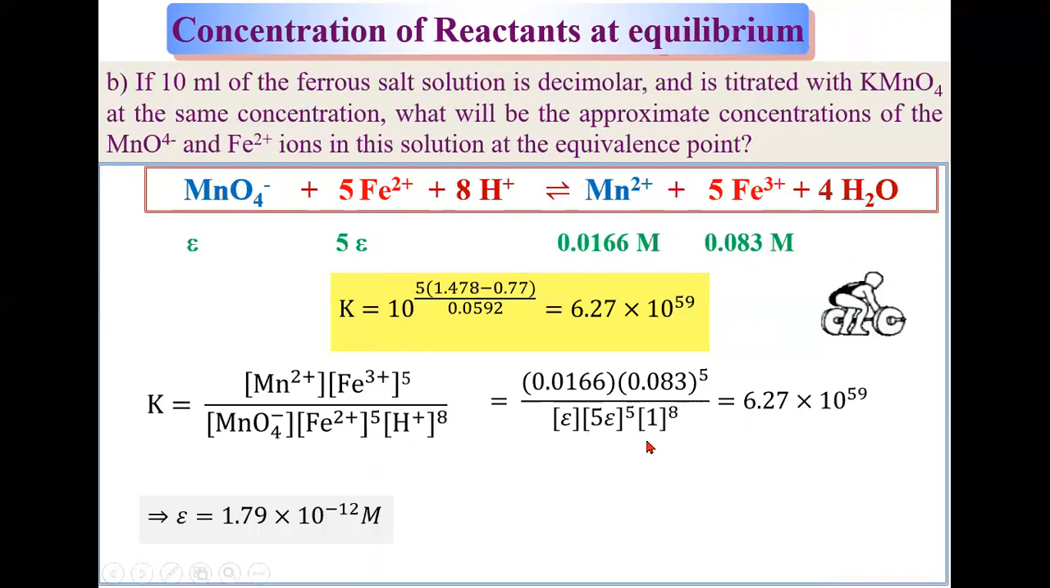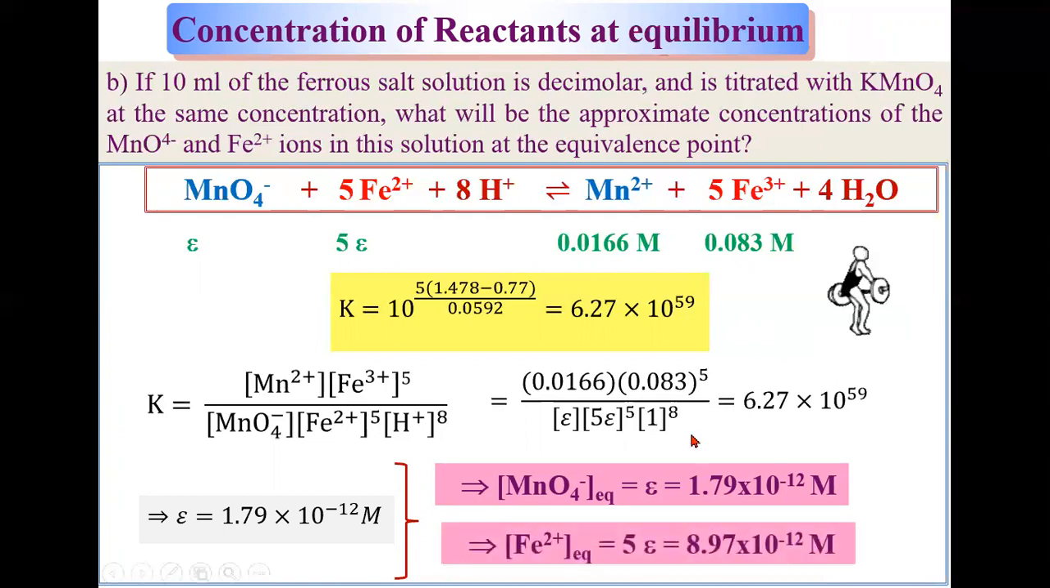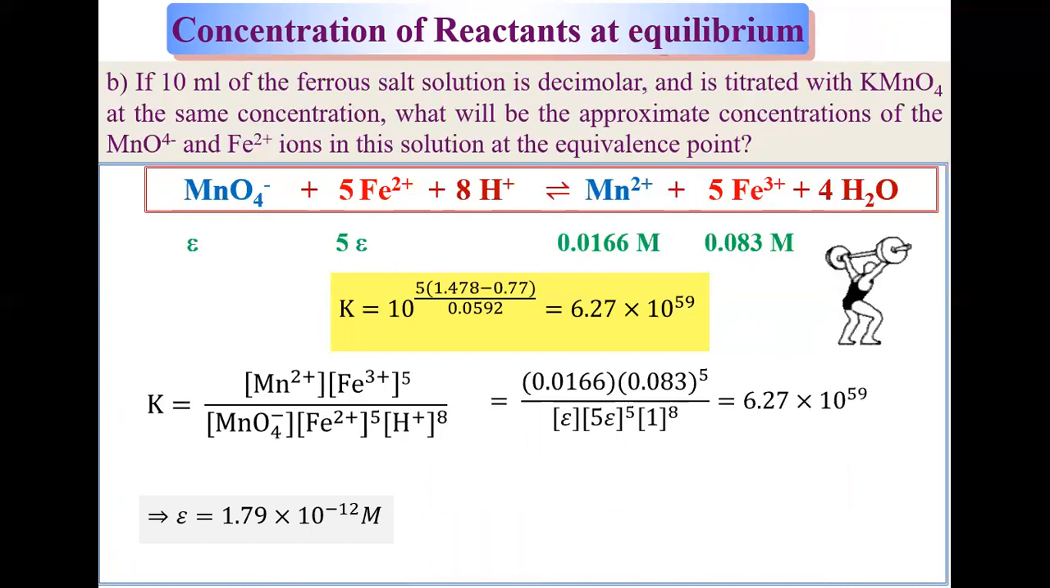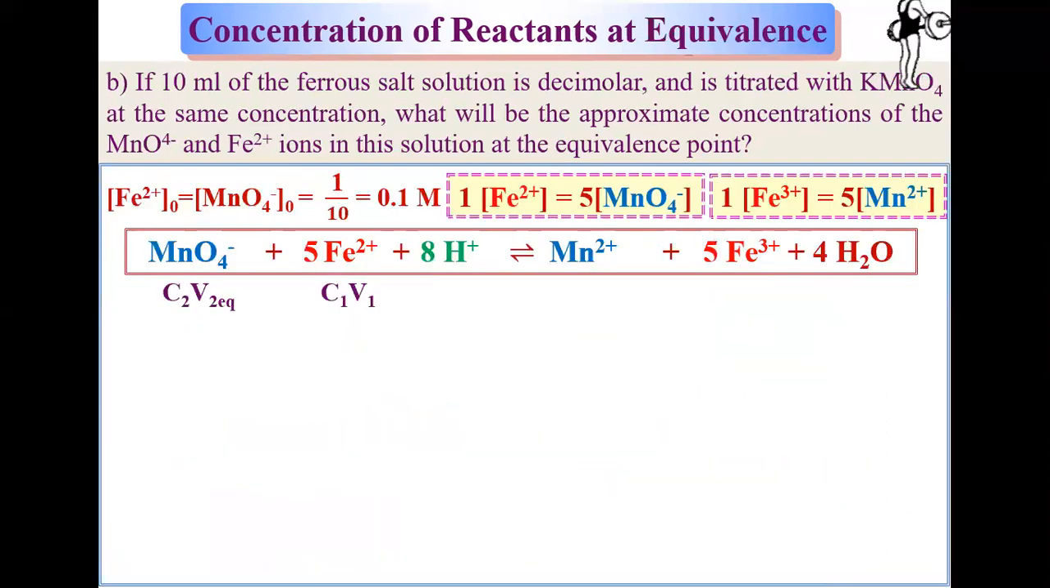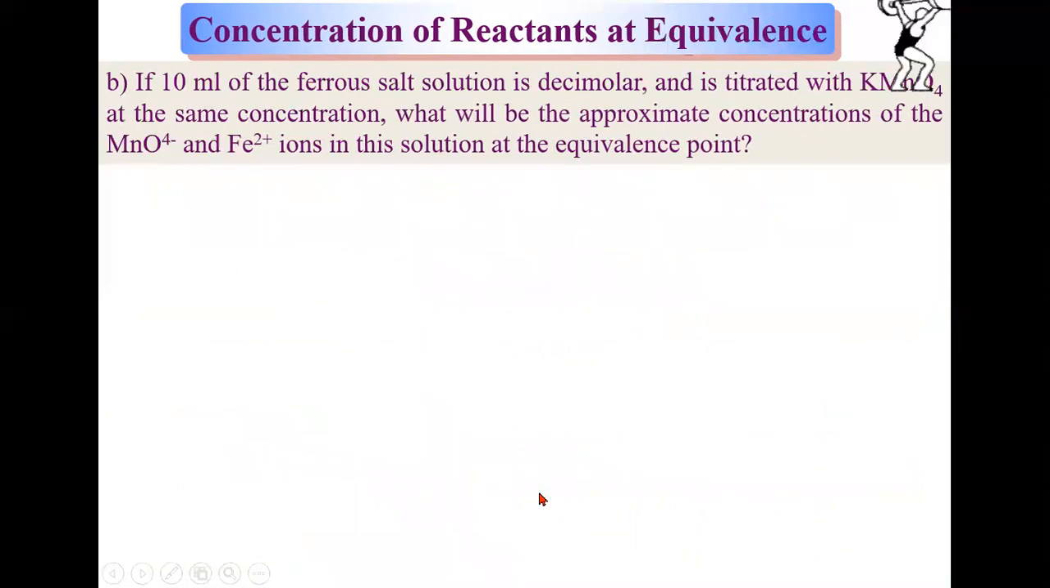Solve for epsilon, and that gives you the concentration of the permanganate, and 5 times epsilon gives you the concentration of iron. Notice we have the same answers as we had in the previous type of question, and therefore, I don't know how, but I do somehow find it easier to do it this way. Anyhow, this had less information given, but I do find it a bit easier.